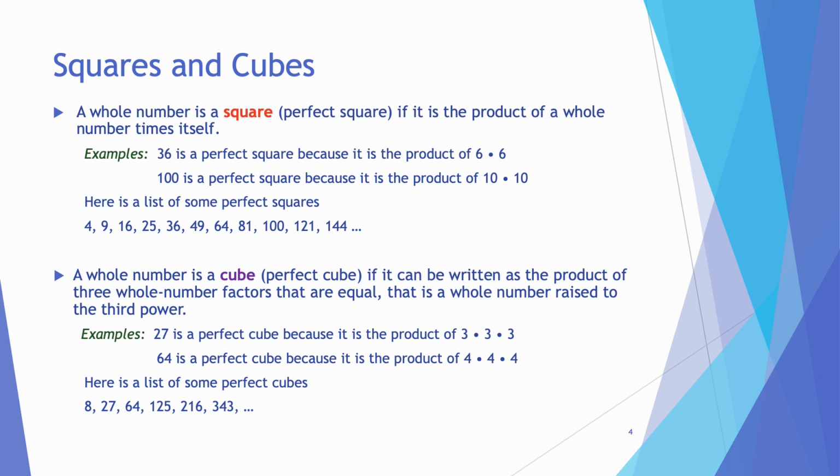the 3rd power. The reason it's called a cube has to do with looking at a unit cube and finding the volume, which is the length times the width times the height. I'll go over more about where these names come from in class. But here's a list of some perfect cubes: 8, 27, 64, 125, 216, 343.